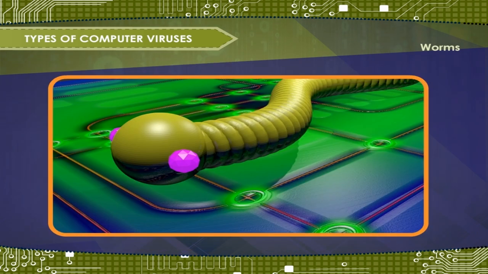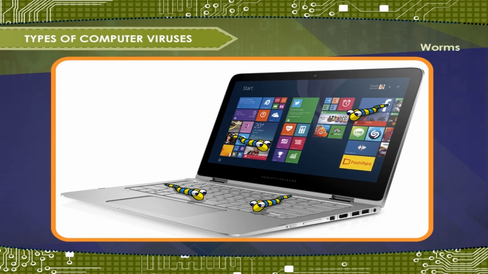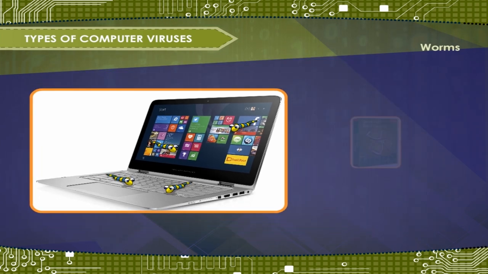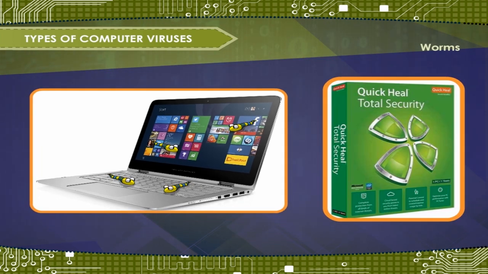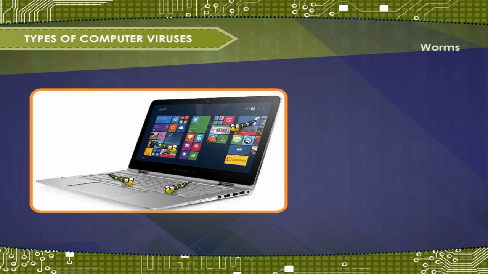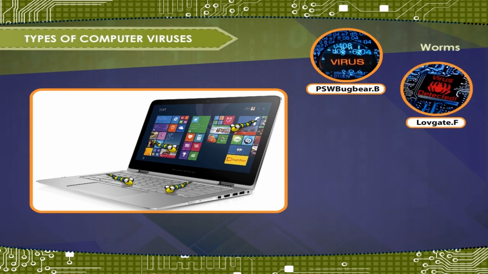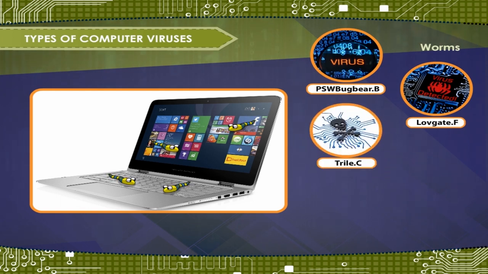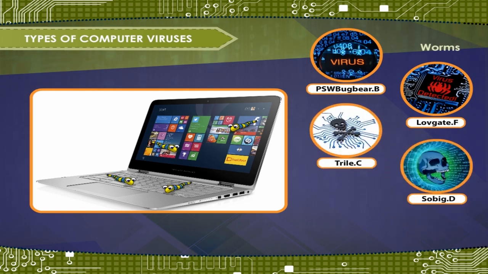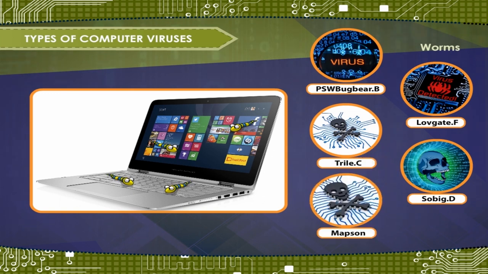Worms. A worm is a program very similar to a virus. It has the ability to self-replicate and can lead to negative effects on your system. Mostly, worms are detected and eliminated by antiviruses. Examples of worms include PSWBugbear.B, Lovegate.F, Trial.C, Sobig.D, Mapson.